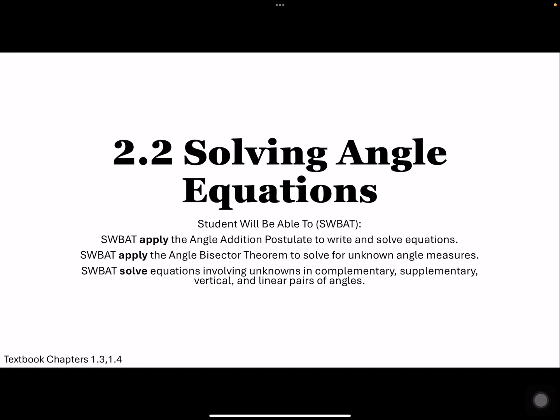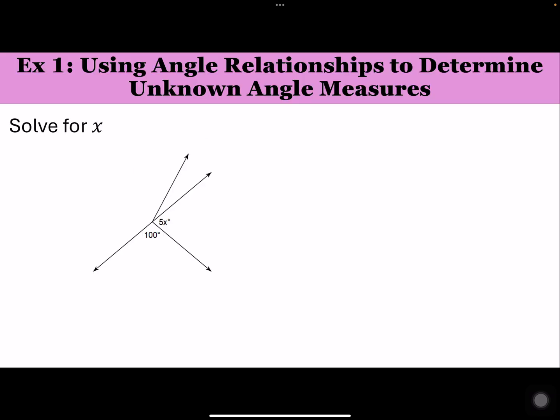Hello, this video will serve as the lecture for 2.2 solving angle equations. Within this section, we're going to be learning how to apply the angle addition postulate. We're also going to be learning how to apply the angle bisector theorem and how we can solve equations when we know the relationship between the angles. So let's get into our first example.